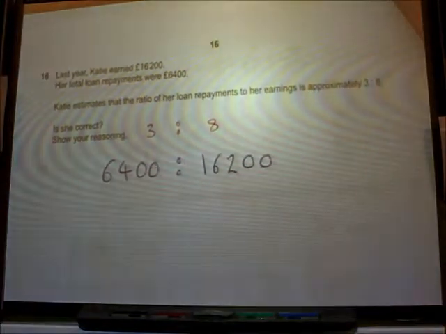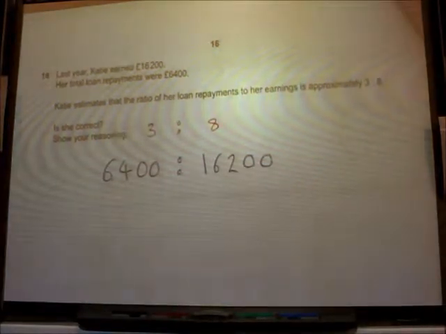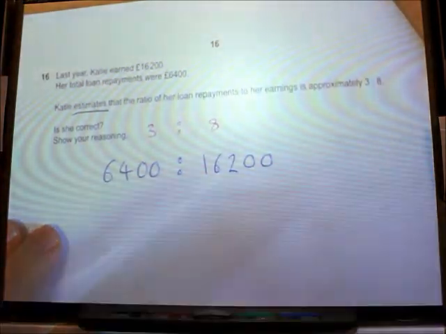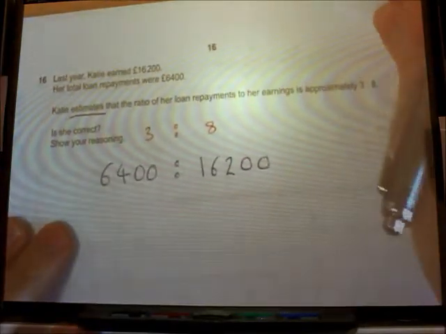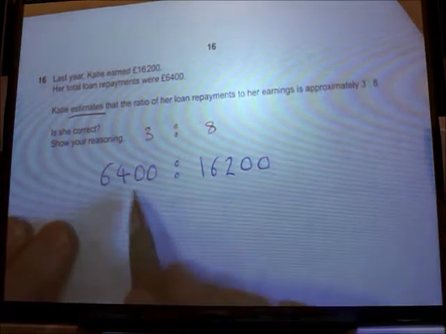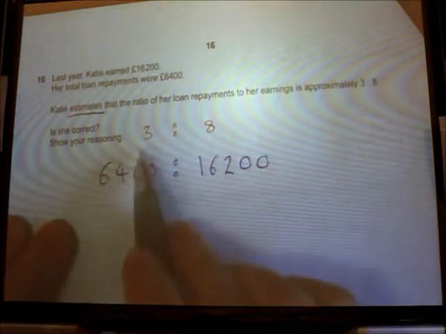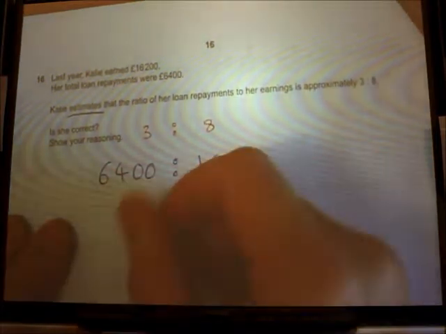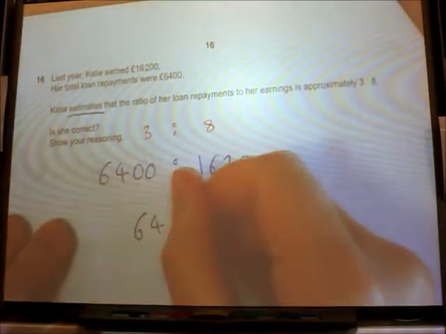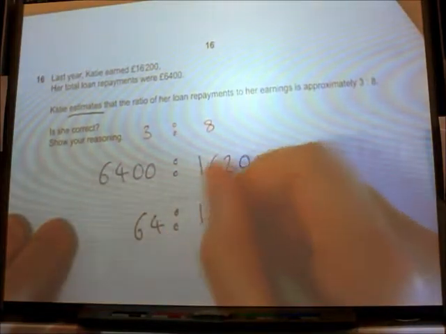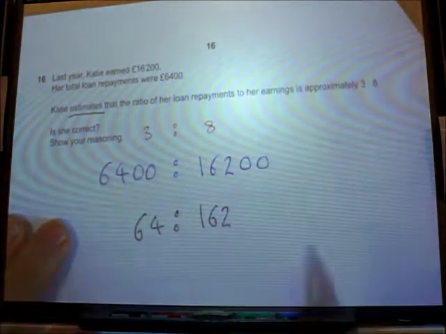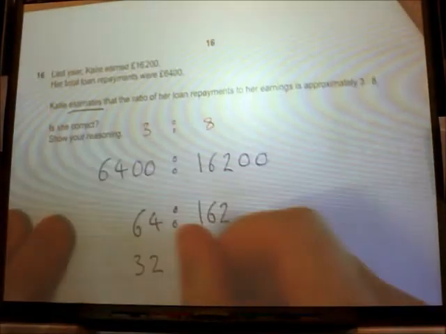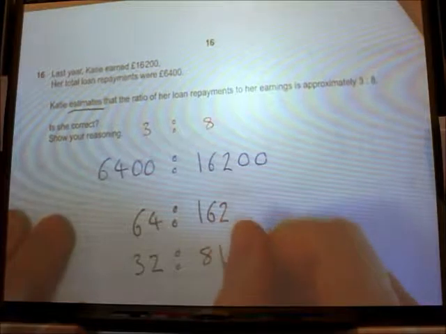Now there are lots and lots of ways of doing this. A key word here is that she estimates this to be true, so it's not going to be exact, it's going to be an estimate. First of all, the way I'm going to do it is try and simplify this ratio to see if it is roughly 3:8. So we can divide both sides by 100, which will give me 64 to 162. I'm going to simplify that again just by halving, so that will be 32 to 81.